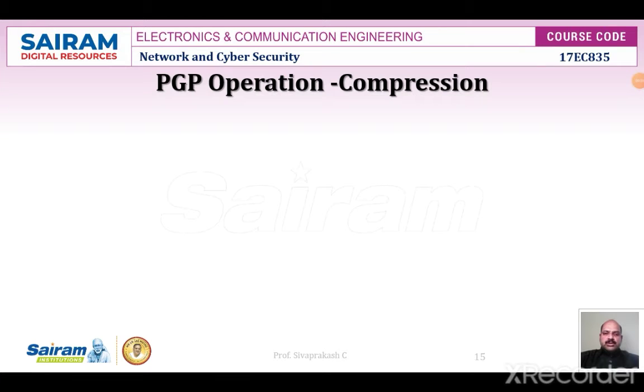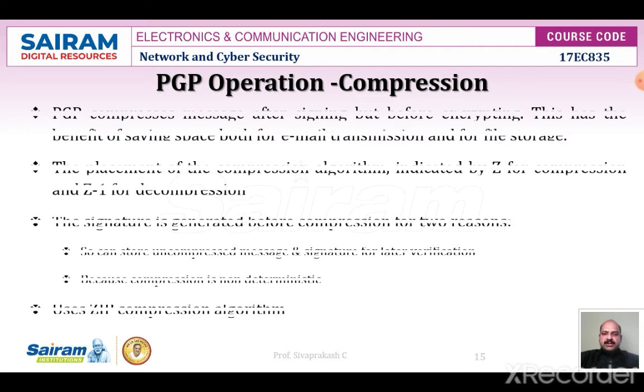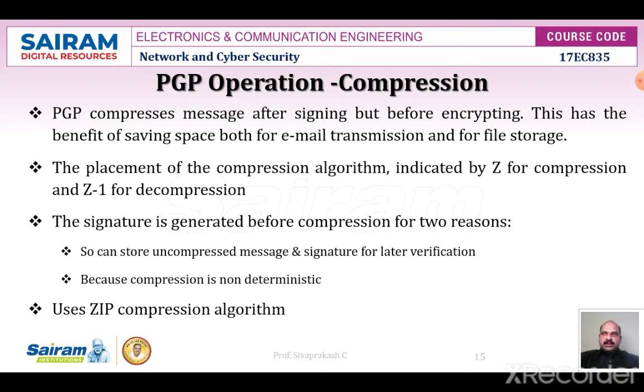The fourth step, or fourth service, is called PGP compression. What actually is PGP compression? By default, PGP compression is applied to the message after applying the signature but before the encryption. This has the benefit of saving space, both for email transmission as well as for file storage.